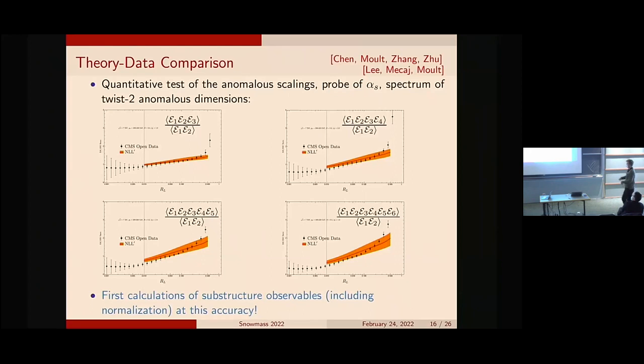And so I should also emphasize, even if you don't like this light ray OPE, these are also just the first calculations of substructure observables, including the full normalization. So there's nothing being kind of fudged in here at this level of accuracy at the LHC. And so this is something which is quite nice.